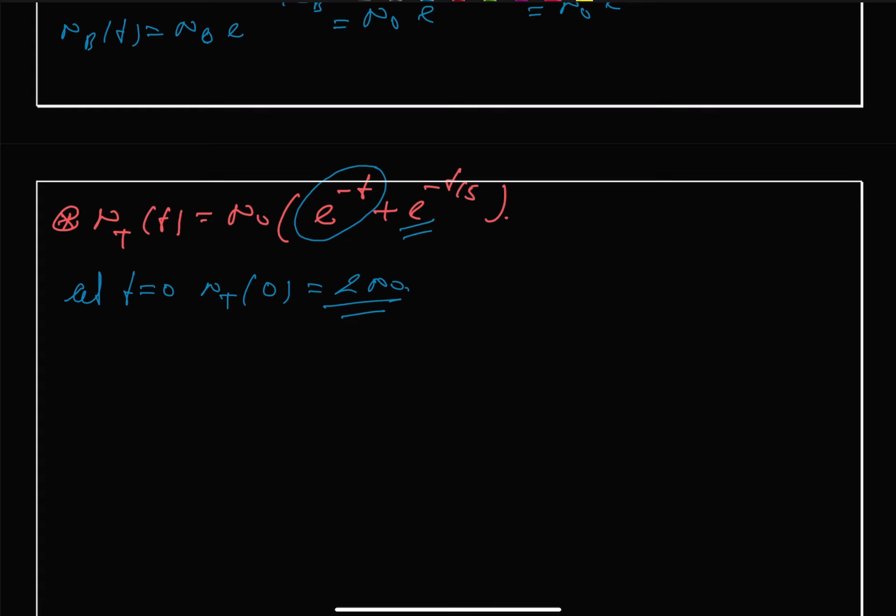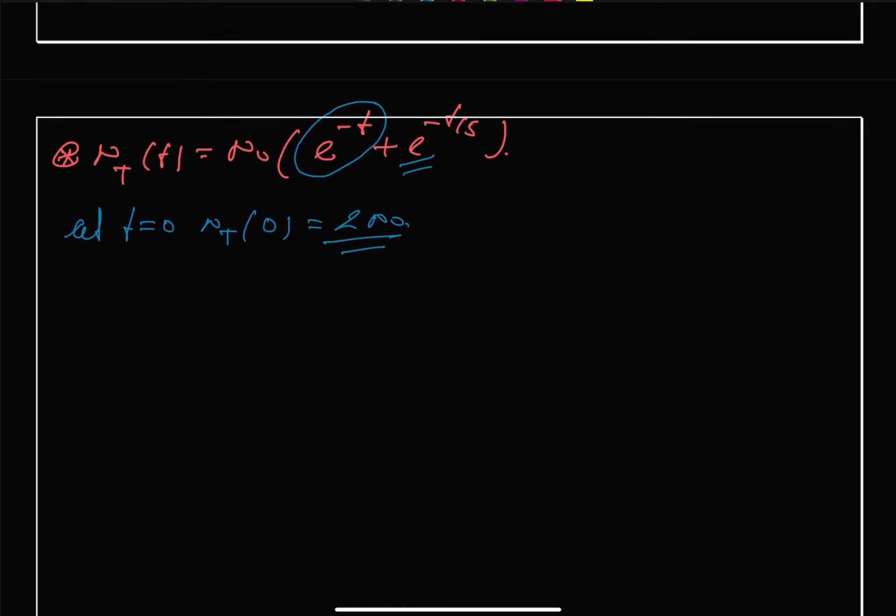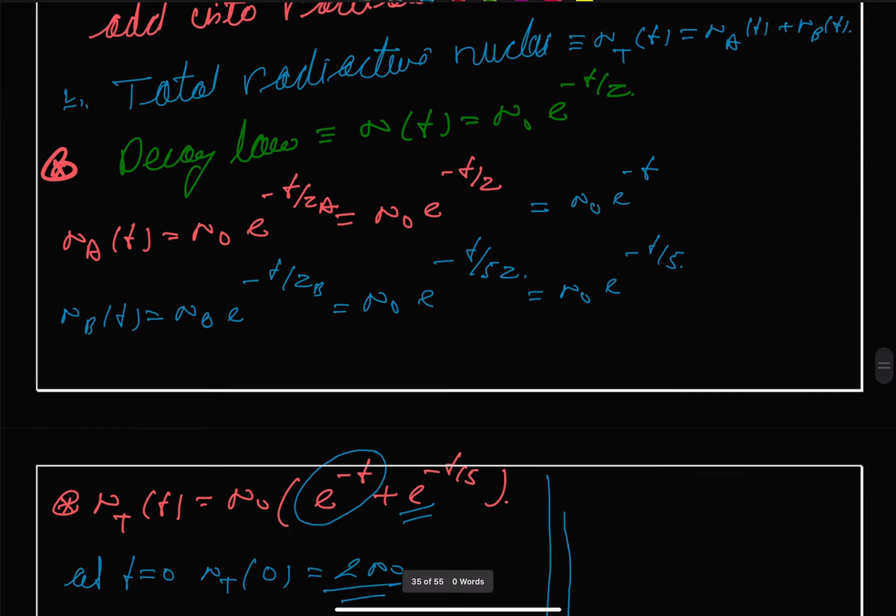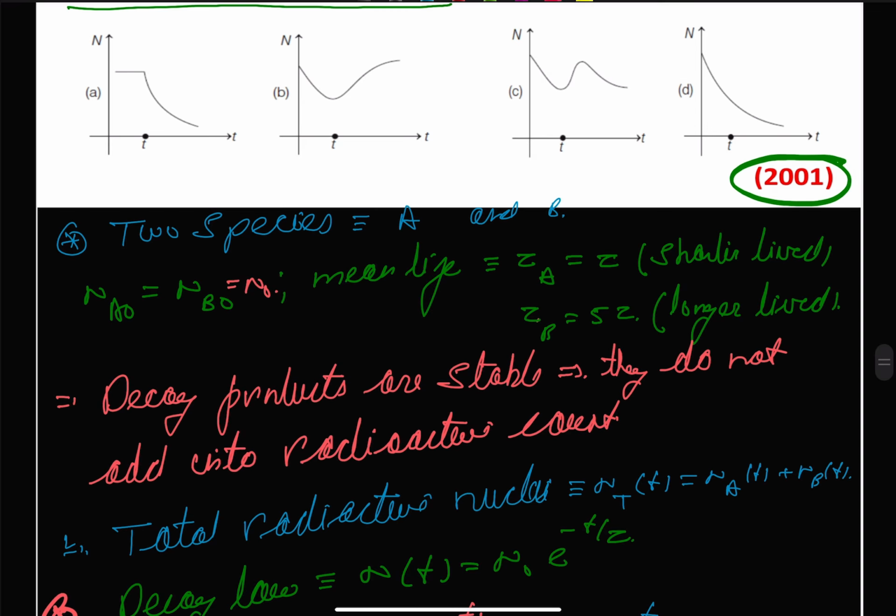Basically we can say that there will be a faster drop and then it will be asymptotically approaching 0, something like this. It will be more or less exponential. So therefore option number D is the correct one.